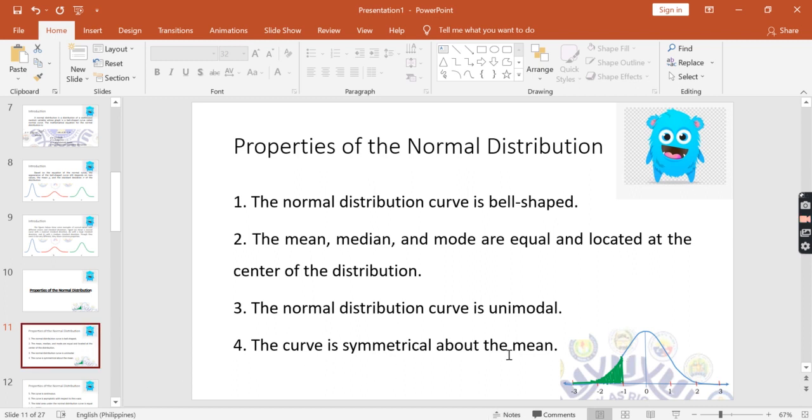The curve is symmetrical about the mean. When we say symmetrical, imagine you have a paper and you fold it in the middle. Now, you open it again. You can see you created a line wherein there are two equal parts. So meaning, if you fold it, both sides are equal. They are symmetric to each other.